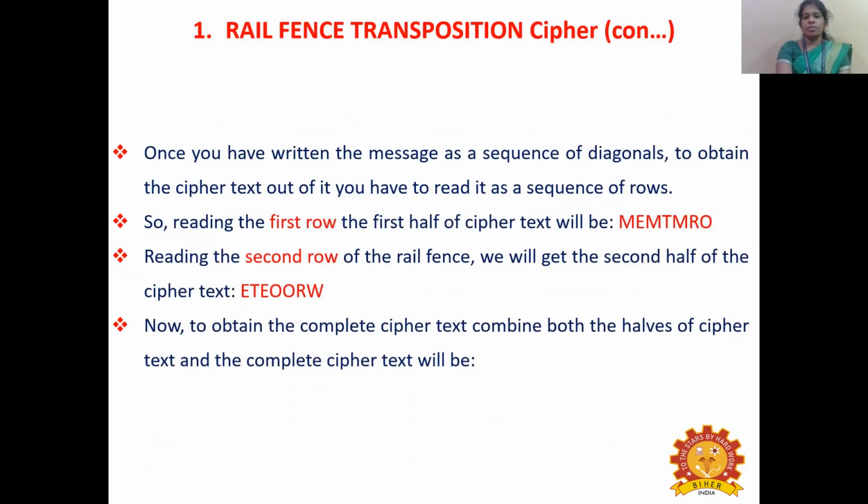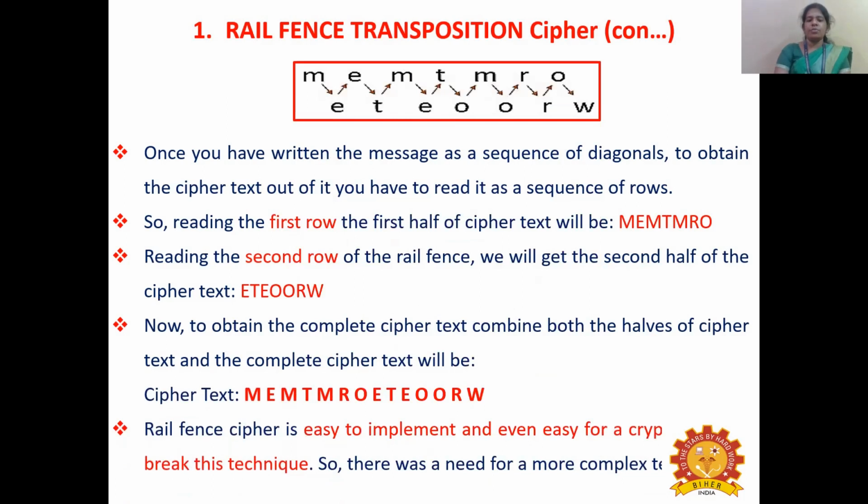Once you have written the message as a sequence of diagonals, to obtain the ciphertext, you have to read it in a sequence of rows. This we have performed. So we have identified two rows. First row is MEMTMRO and second row is ETEOOW. Now you have to combine these two rows. You have to merge the two rows, first row followed by the second row. So this is your required ciphertext.